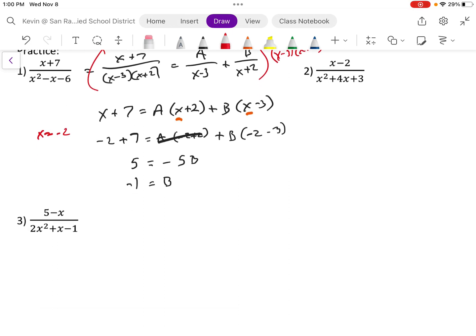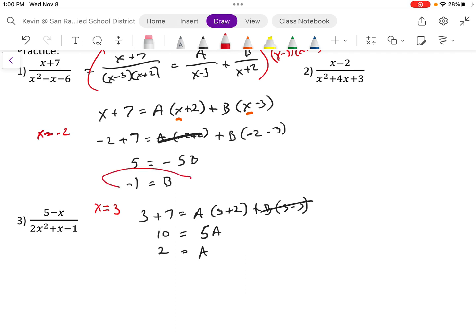Okay, now I'm going to pick another value. What if x equals 3? Now I have 3 plus 7 equals a times (3 plus 2) plus b times (3 minus 3). 3 minus 3 equals 0. 0 times b cancels out. This leaves me with 10 on one side and 5a on the other. Therefore, a equals 2. And now I have my b and my a.